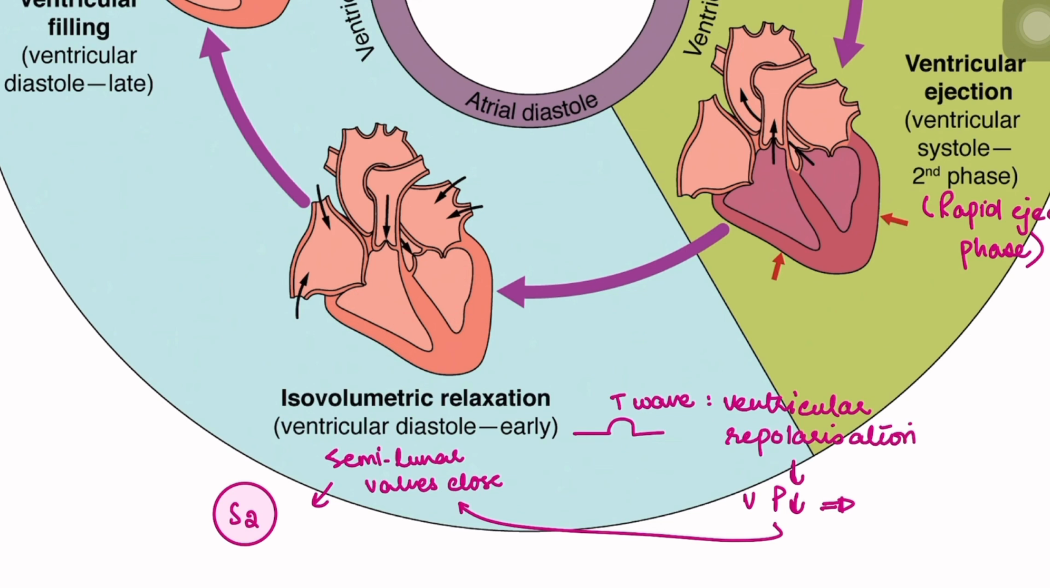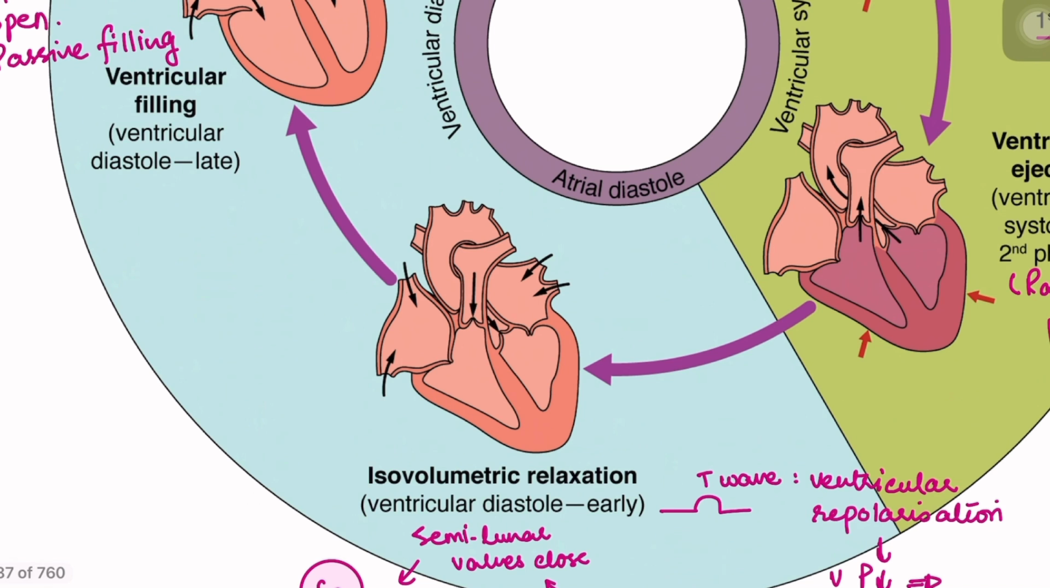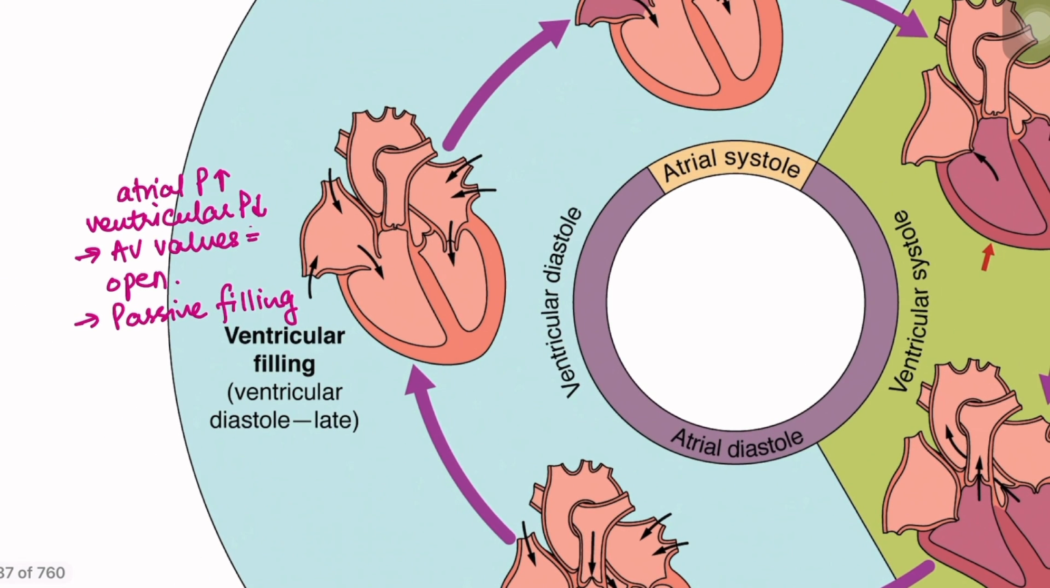And if you look at the ECG, this relaxation will be marked by the T wave, which is going to be ventricular repolarization. After this phase, the process is going to repeat. The atria are going to fill up with blood. The atrial pressure is going to be more than the ventricular pressure, because of which the valve will snap open.